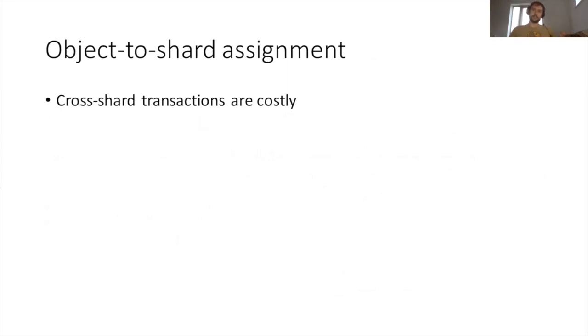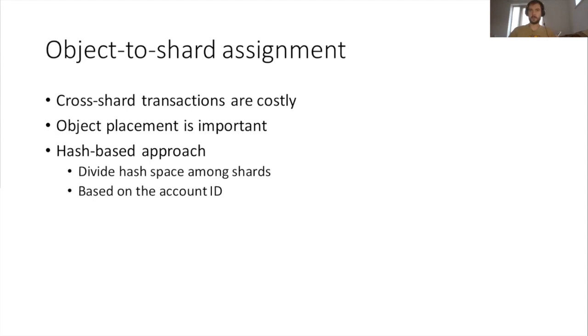So the bottom line here is that cross-shard transactions are costly, which means that object placement is important, because now object-to-shard assignment can determine the performance of the entire sharded environment. Currently we use something called a hash-based approach. This is a very simple thing. We just divide the hash space of the account IDs across shards. We hash the account ID, and then we can determine to which shard the specific account belongs.